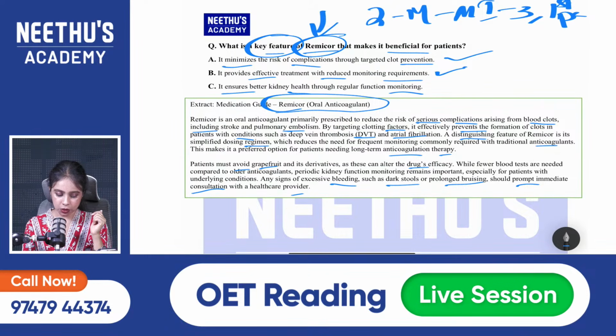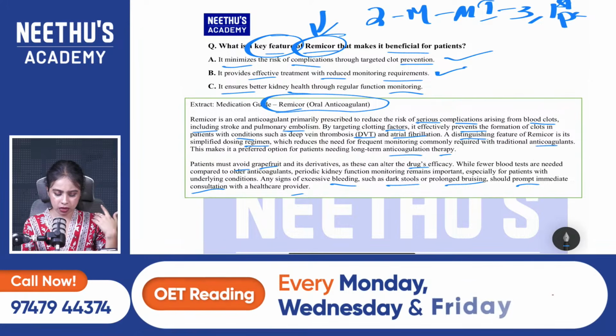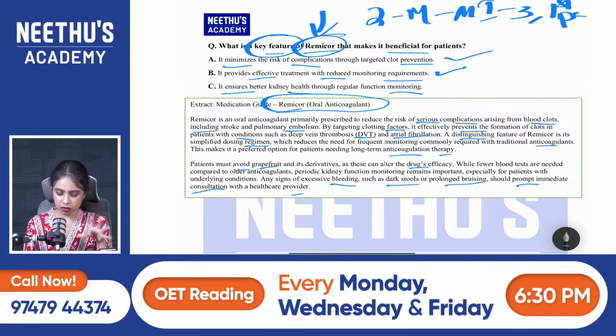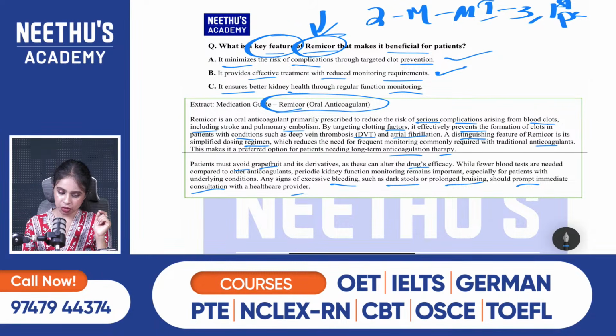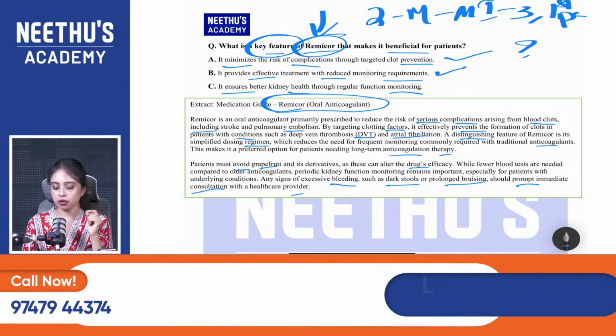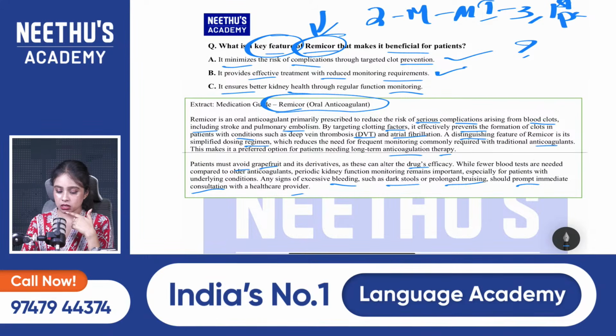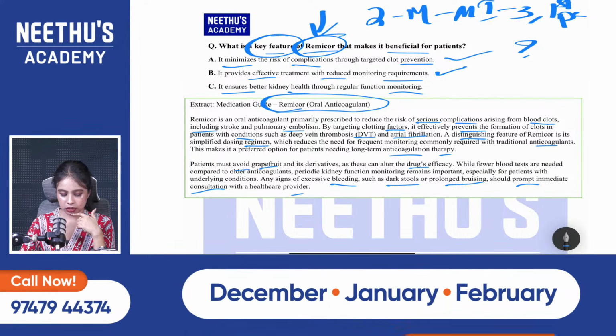Option A can be removed, Swati. Why are we removing option A? Any guess? Can you tell me why we are removing option A? What is the reason behind removing option A? It minimizes the risk of complications through targeted clot prevention.